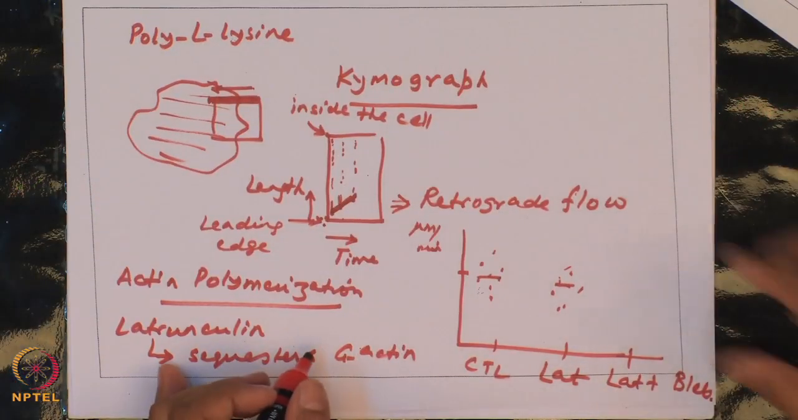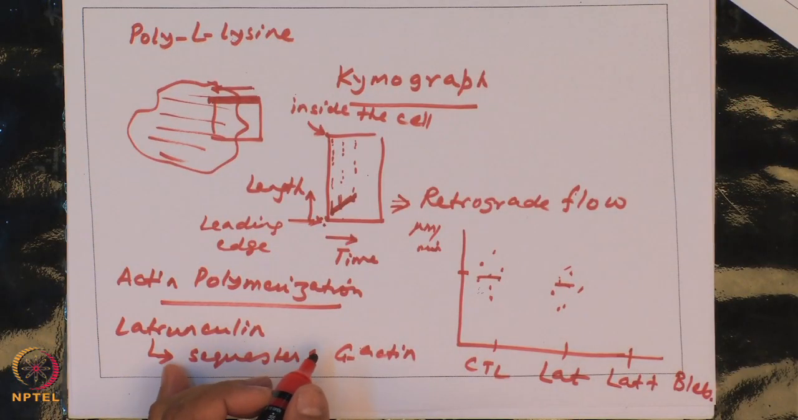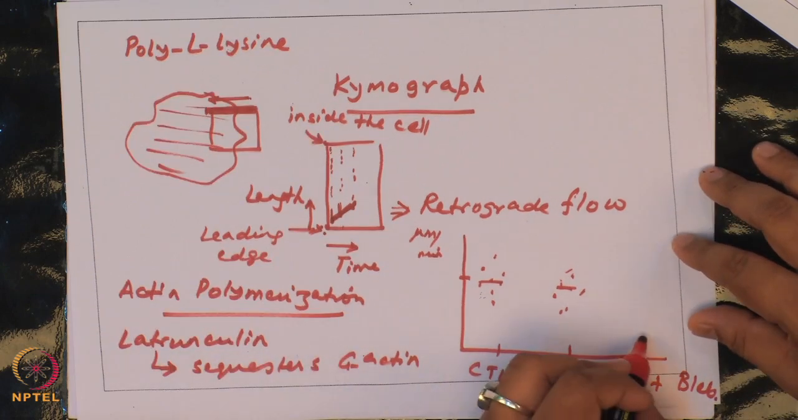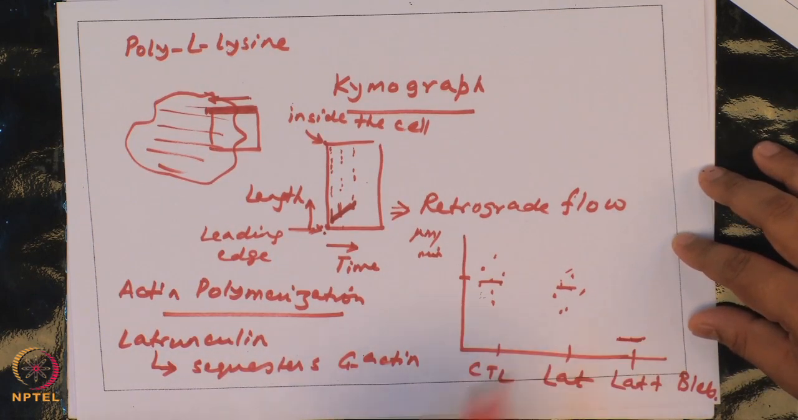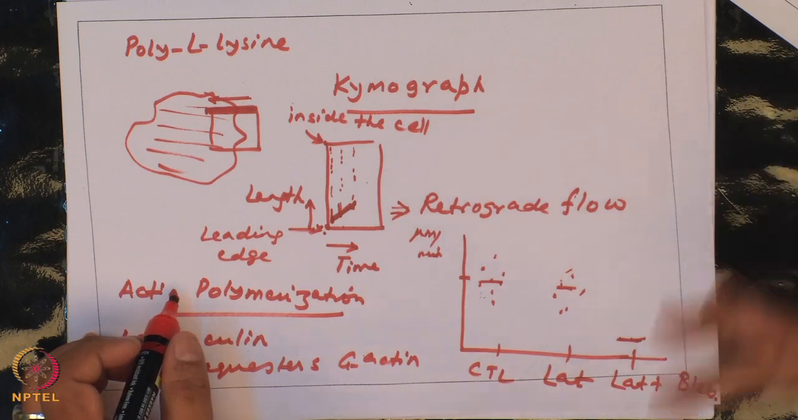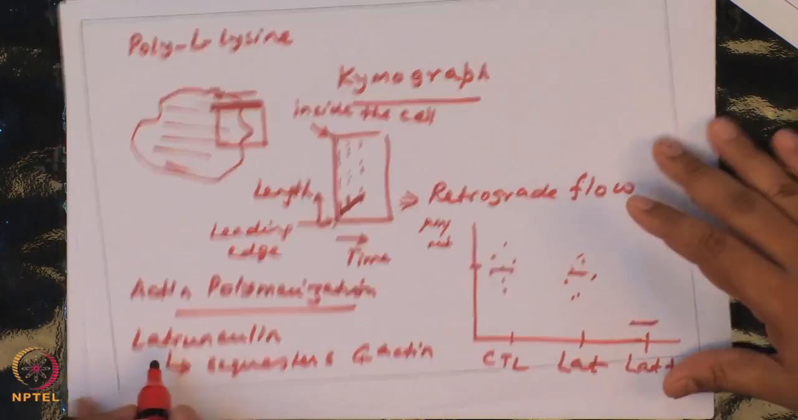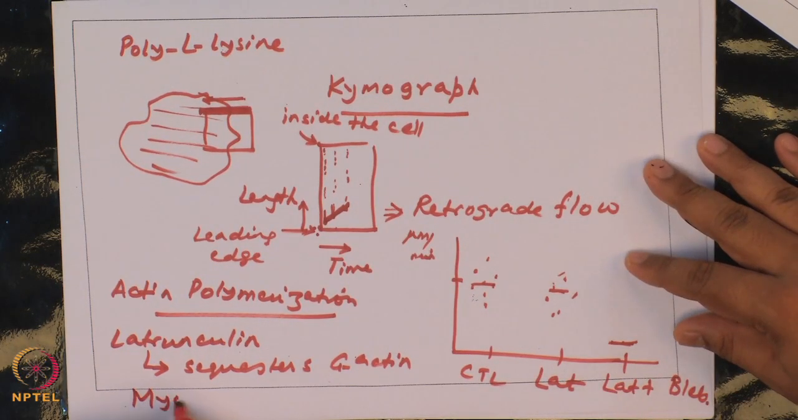Okay. Now, if this was true, then if you do experiments with latrunculin plus blebbistatin, okay, blebbistatin is the myosin inhibitor, what they observed was that in latrunculin plus blebbistatin this was completely eradicated, your retrograde flow is completely eradicated. So, this suggests that myosin contributes to retrograde flow.